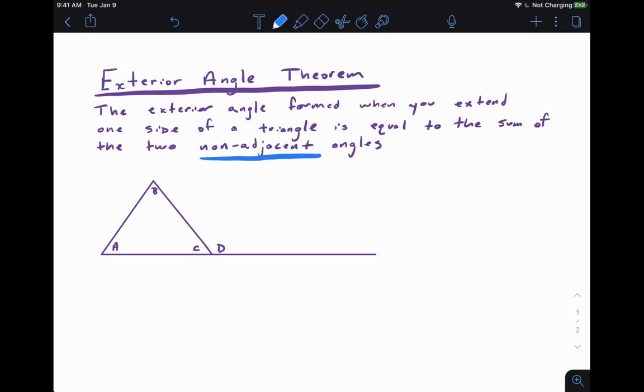So what does non-adjacent mean? Adjacent means next to or touching. So in this case, if angle D is our exterior angle, it's touching or next to angle C. So that's not going to be in play here. The two non-adjacent angles would be A and B.